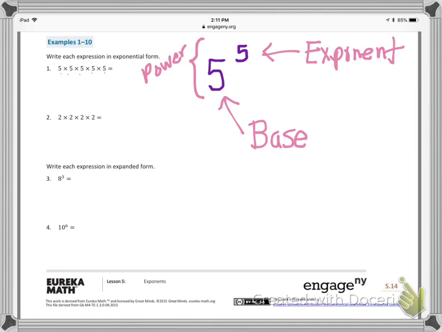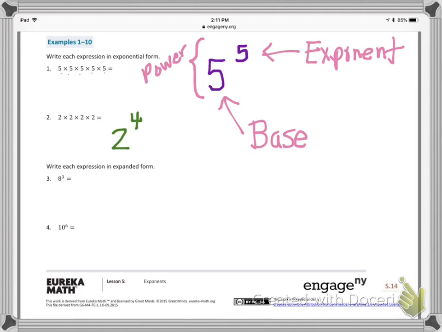Second example, we've got 2 that is being repeatedly multiplied. So 2 is your base, and we are repeatedly multiplying 4 of those 2's together. So 4 is our exponent. 2 to the 4th power is how we would say that. So we're writing each expression here in exponential form. Exponential form just means that there's an exponent involved, and we're writing that code.